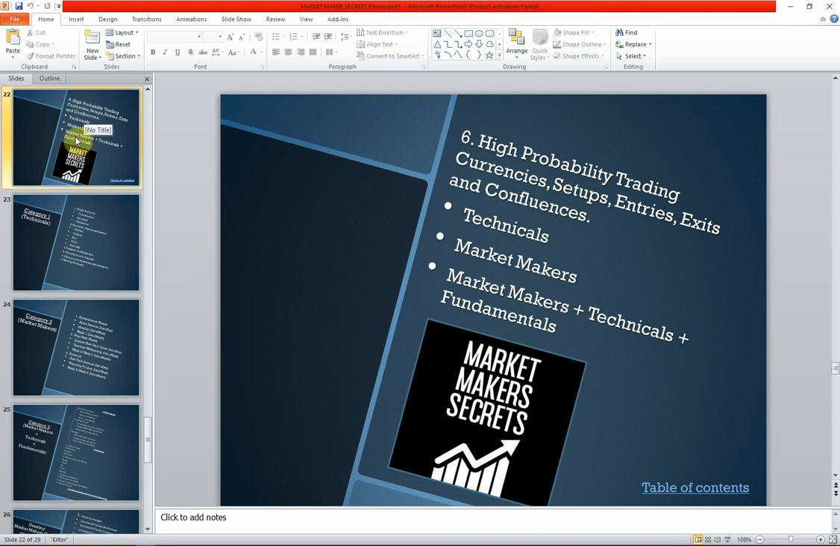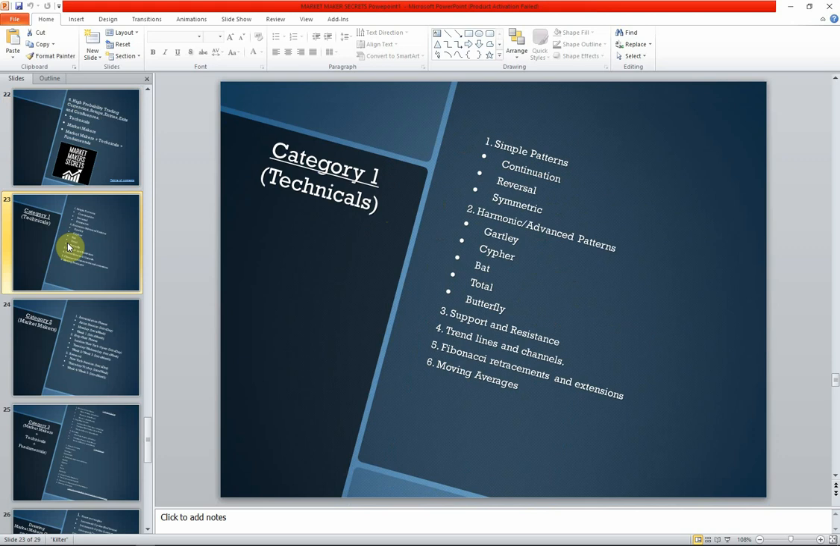So we did that. We covered continuation, reversal, and symmetric simple patterns. Remember, it's simple patterns. Continuation patterns can be your flags and pennants. Reversal patterns are your head and shoulders, double tops, triple tops, or bottoms. Symmetric could also be your triangles, because we have ascending, descending and symmetric triangles. So symmetric basically are patterns that you can break out on either side, the upside or the downside.